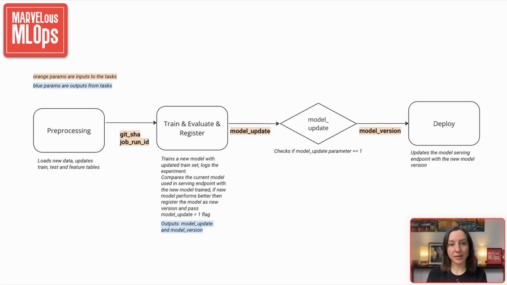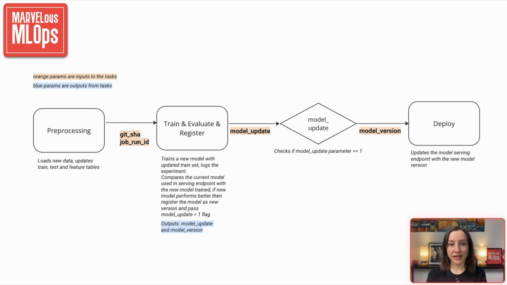The first task in the pipeline will be preprocessing. The second is train and evaluate model. If the model is better than the previous version, we will release a flag for model update and register the model. The last step is deploying the recently registered model by creating or updating an existing serving endpoint.